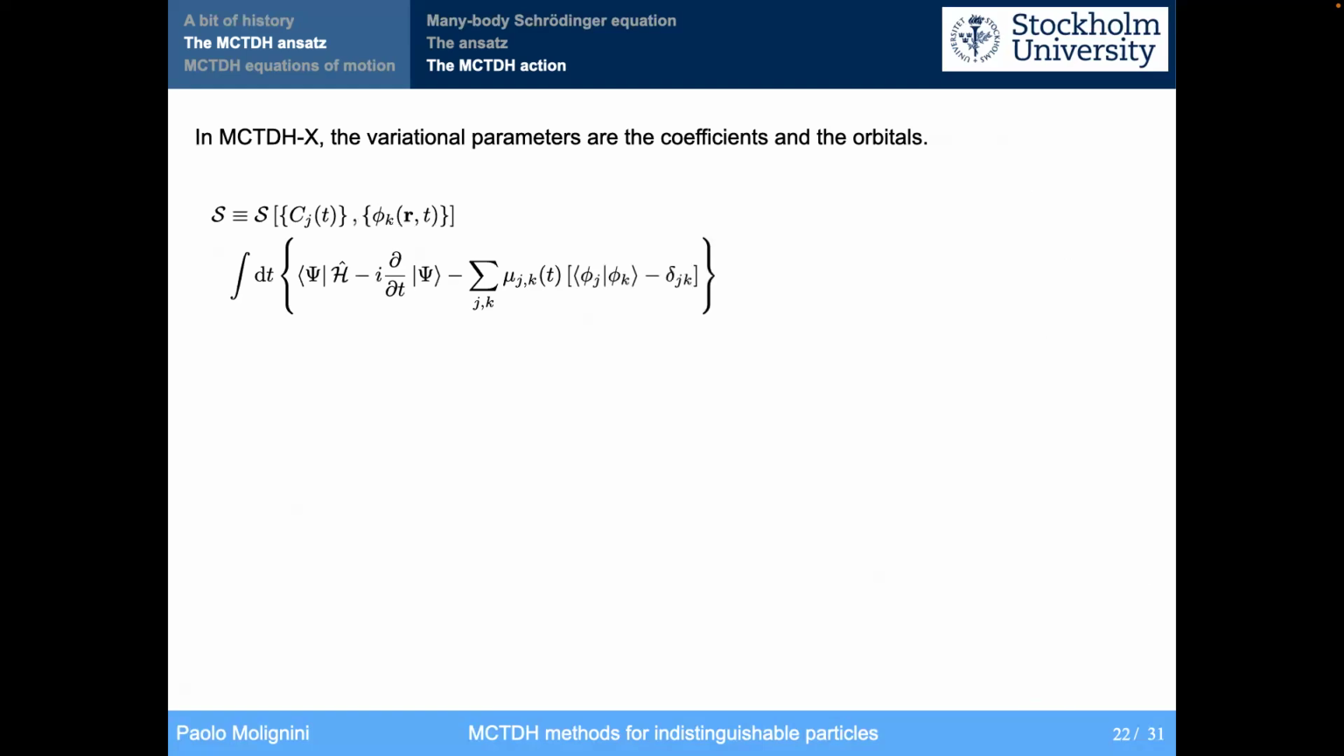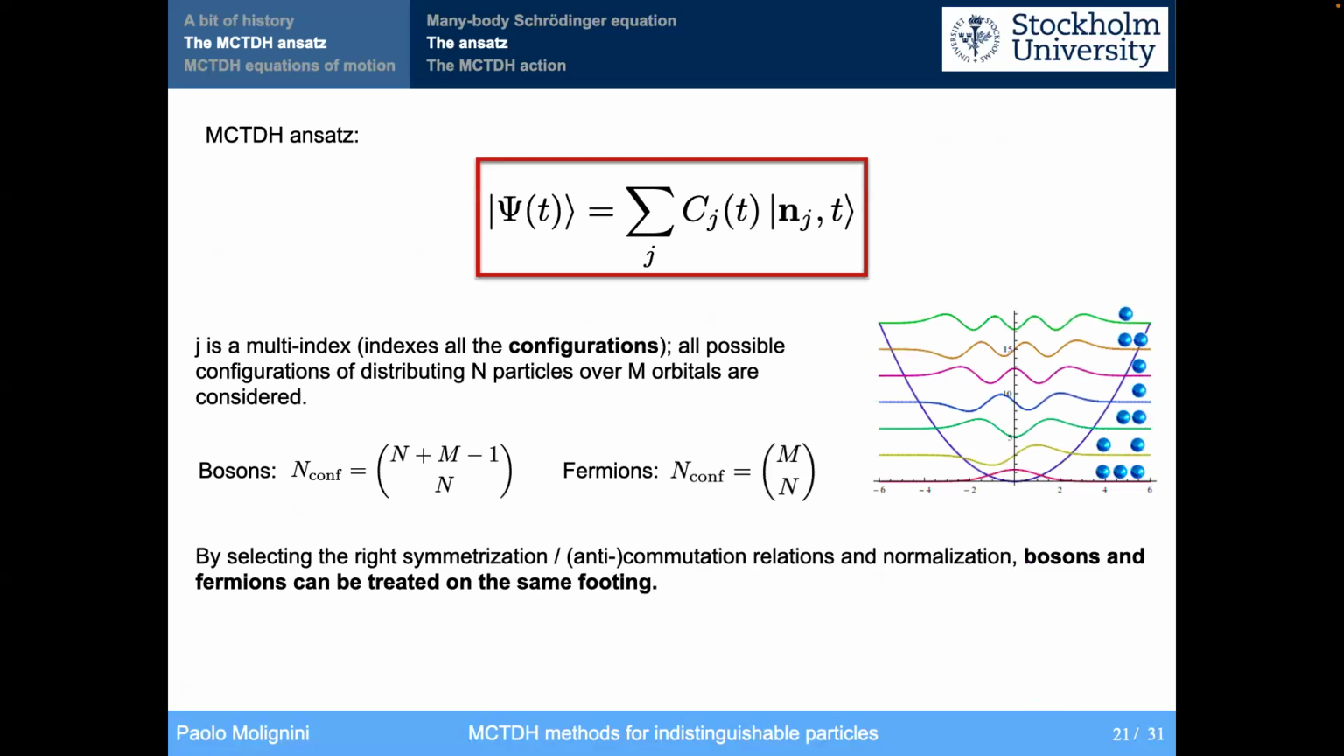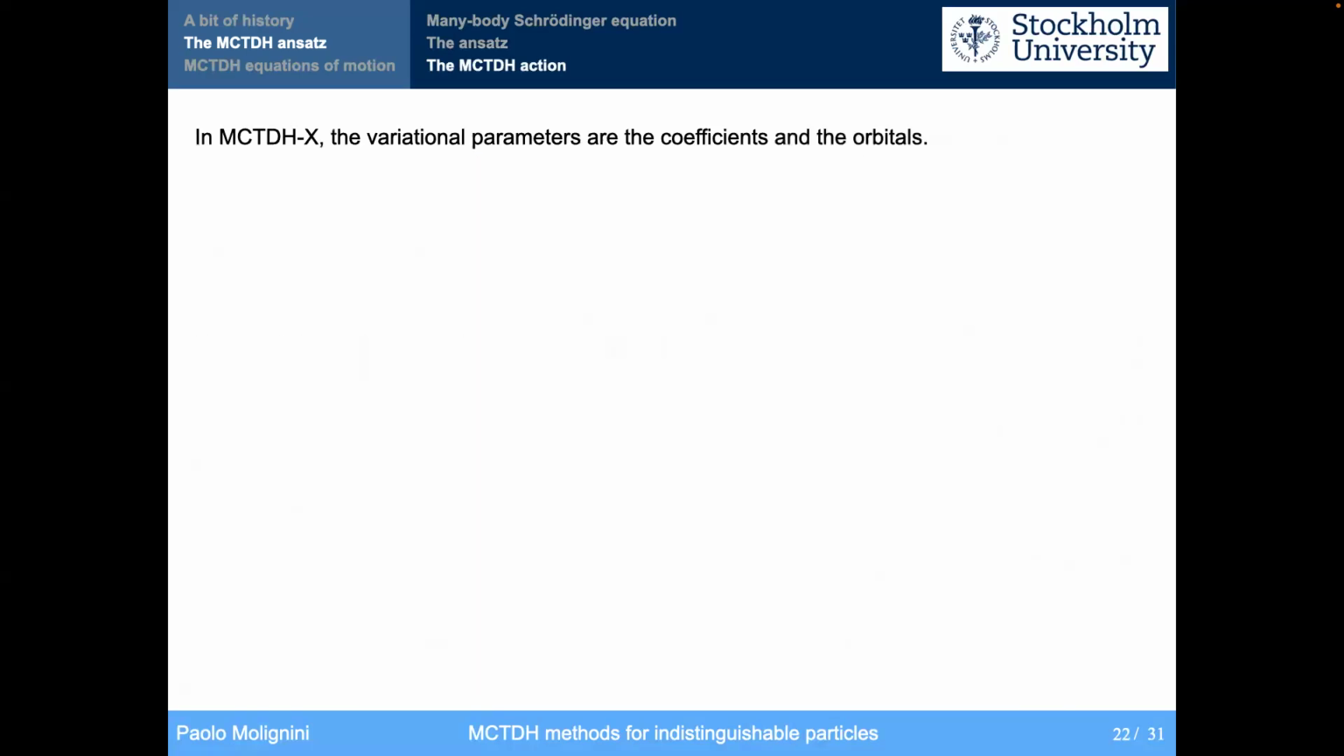So we construct our action by considering all possible configurations. There is a lot of variables that come into this action. It depends both on the number of configurations, each configuration, and also on each orbital. So there is m of them.